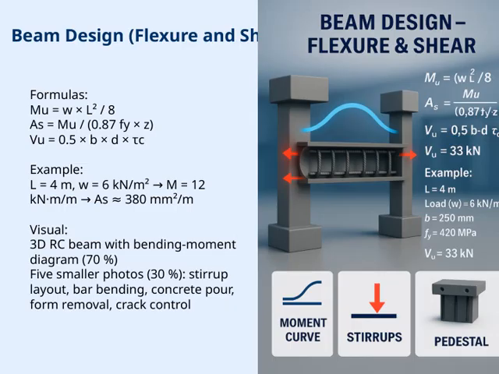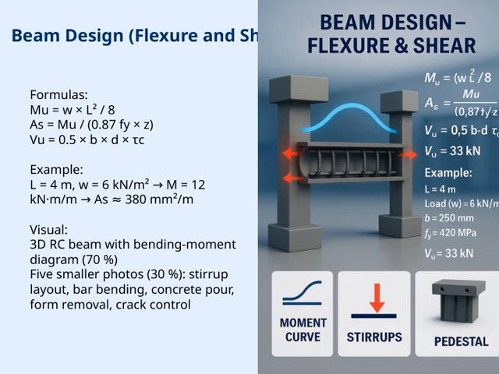Let's take a look at the beam design, focusing on flexure and shear. The key formulas here help us determine the required reinforcement and shear capacity. First, for bending moment, we use Mu equals W times L squared divided by 8. This gives us the maximum moment for a uniformly distributed load.